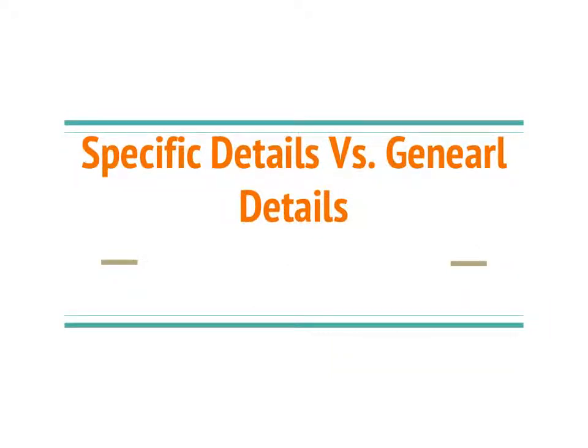Hi everyone, in this video we'll be learning about how to use specific details in our writing versus general details. The reason why you want to do that is because sometimes when you use just general details in your writing, your reader thinks that you don't really know what you're talking about. So the more specific details that you can use, the more believable, engaging, and helpful your writing will be.